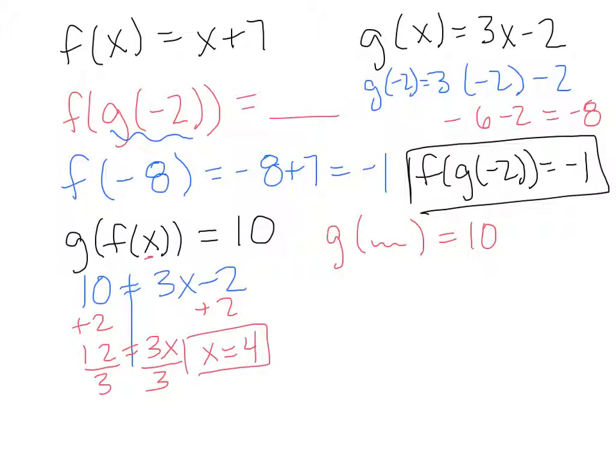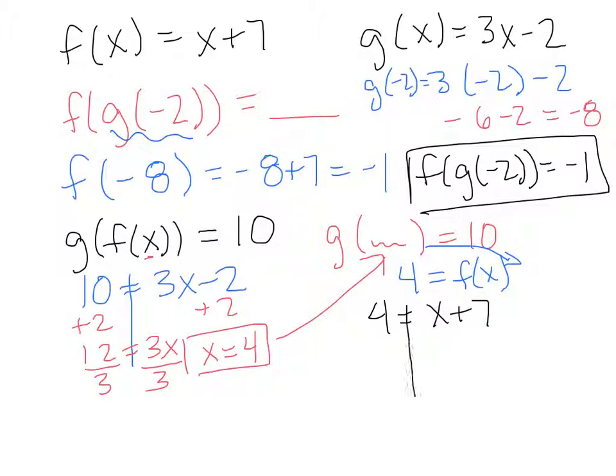Now keep in mind, all we've done there is find that missing value. We found that g of something is going to equal 10. But that doesn't actually help us find x, because we know that that something, that 4, is the same as what was inside, and what was inside is f of x. So we know that f of x equals 4. So we're going to replace it. We're going to go, okay, well 4 equals x plus 7, because we're replacing f of x.